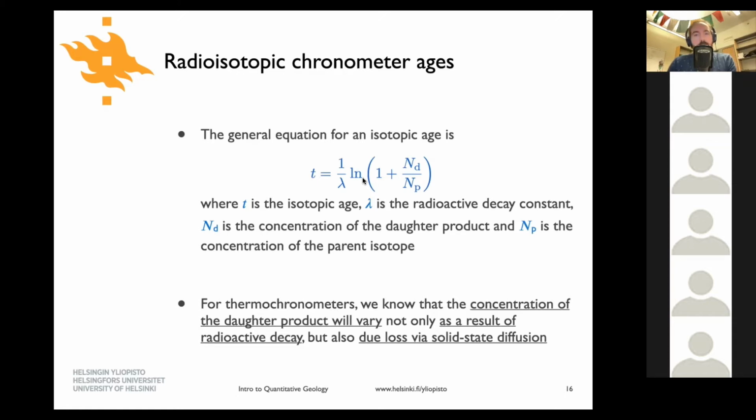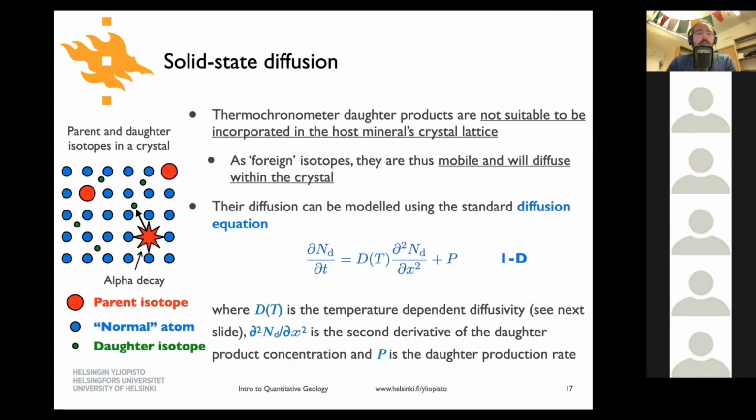As we've mentioned, though, we don't always have a closed system with thermochronology. But I hope this age equation is something you've seen before, and it would certainly apply to uranium-lead dating, for example. I mean, there are many others. Coming to our topic of diffusion, the reason we don't have a closed system has to do with diffusion.